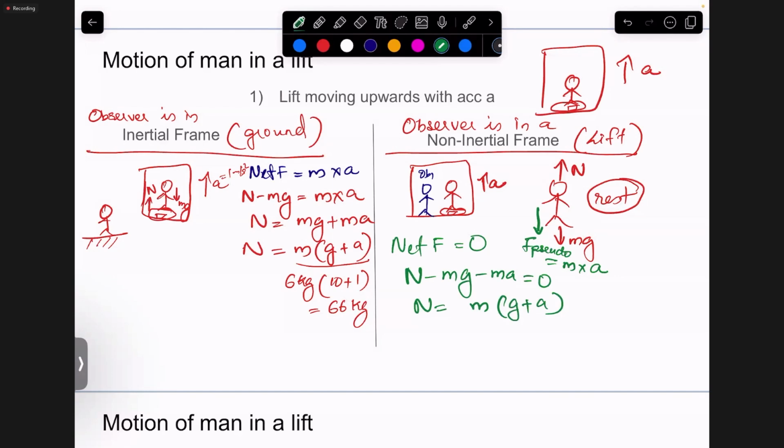So how did you get the same value? Because you know the concept of pseudo force. Otherwise, the observer inside the lift cannot explain why this man is having this much weight. So they are like best friends. They went to a hospital and got their vitals checked. At that time he saw that the weight is 60 kg.